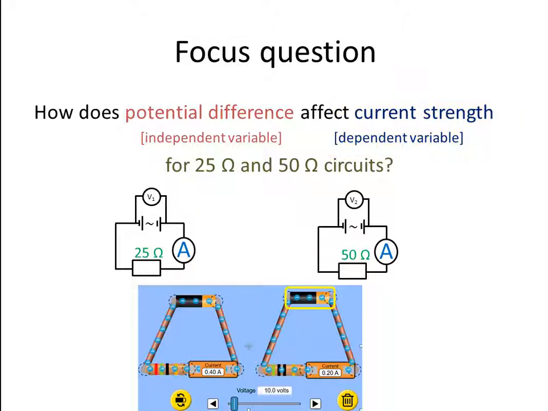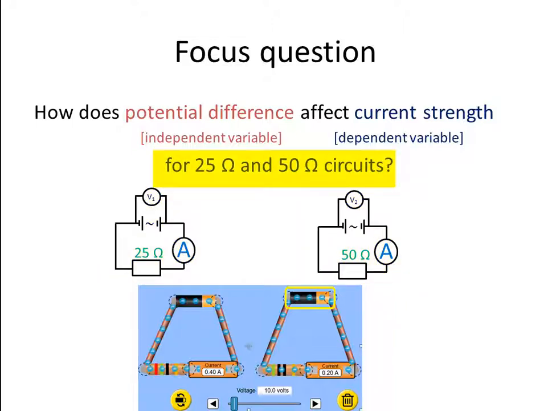So the variable that we are going to change, the independent variable, is potential difference. We're going to do that by altering the potential difference of the batteries. And the variable that we expect to change as a result is current strength. That's our dependent variable. We're going to measure that by looking at the reading on the ammeter. And the reason why we have the two circuits is just because we want to see whether the same relationship applies for the two circuits.